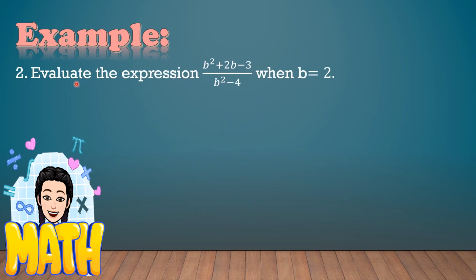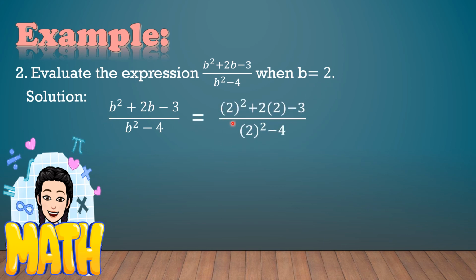Example 2. Evaluate the expression b squared plus 2b minus 3 over b squared minus 4 when b is equal to 2. Ang unang step natin, palitan natin lahat ng b ng value niya, which is 2. So, b squared magiging 2 squared plus 2b, that will be 2 times 2, then minus 3. For the denominator, b squared will be 2 squared, then minus 4. After nyan, simplify the expression.